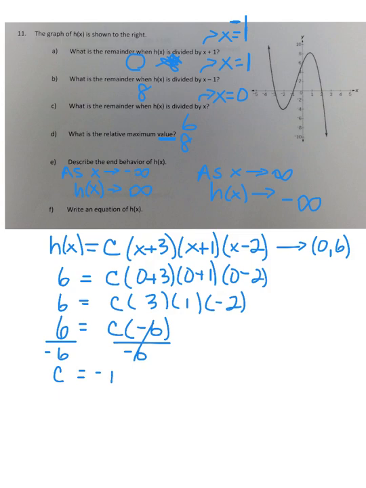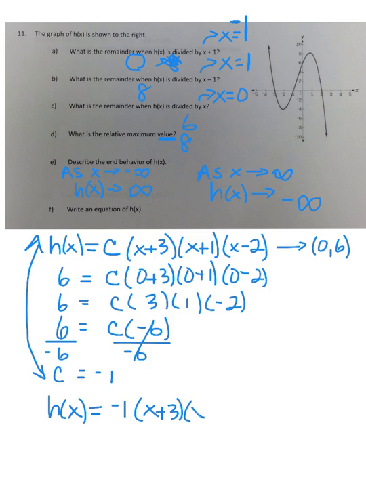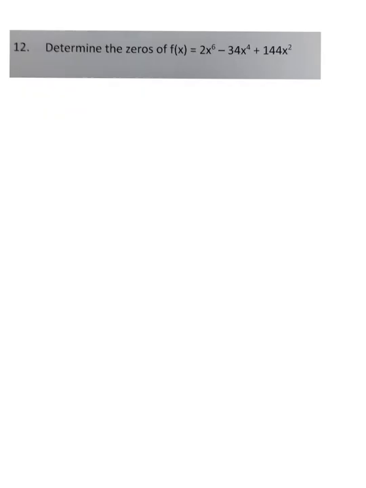Now, read the directions, because that's not what it's asking for. It's asking you to write an equation of h of x. So basically, I'm going to take these two things and combine them. So I'm going to have h of x equals, now I'm going to replace the c with negative 1 times (x plus 3) times (x plus 1) times (x minus 2). And there is your equation for h of x.